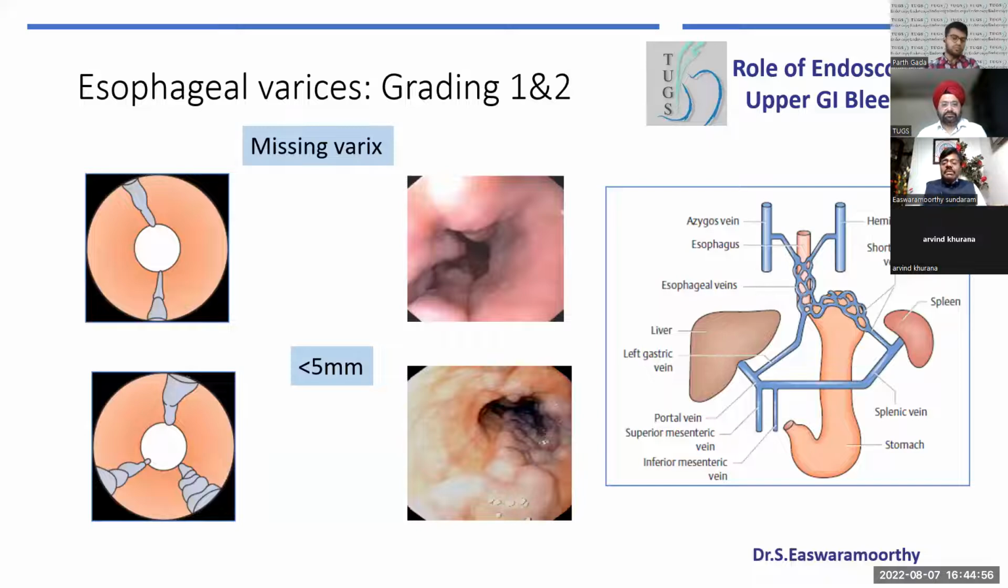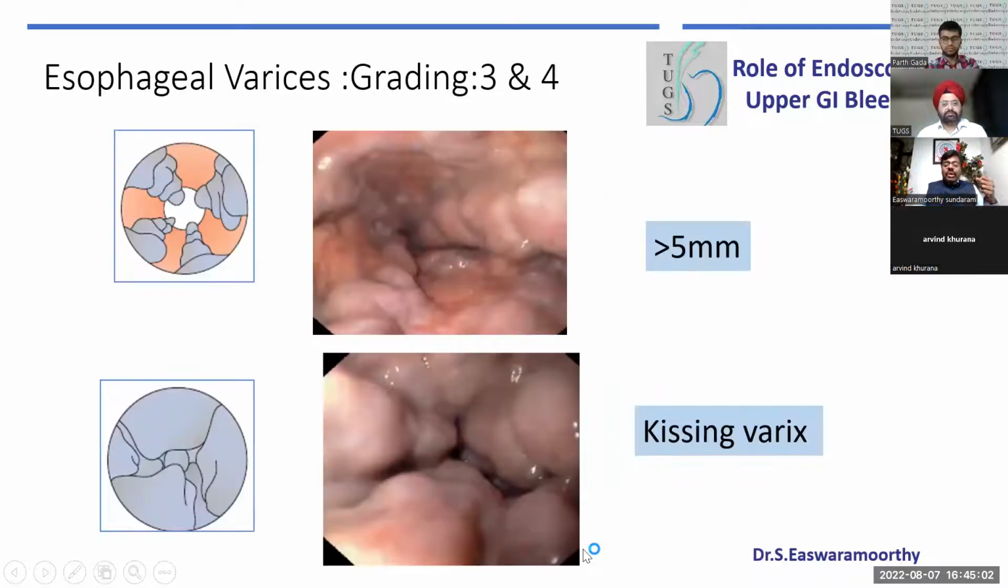The beginners sometimes overlook it. That's why we classically call it a missing varices. Whereas in the next one, the varices are so big that even taking the endoscopy in an insufflated esophagus may be very challenging, with kissing varices and no space. So missing is grade 1. Big kissing varices are grade 4.